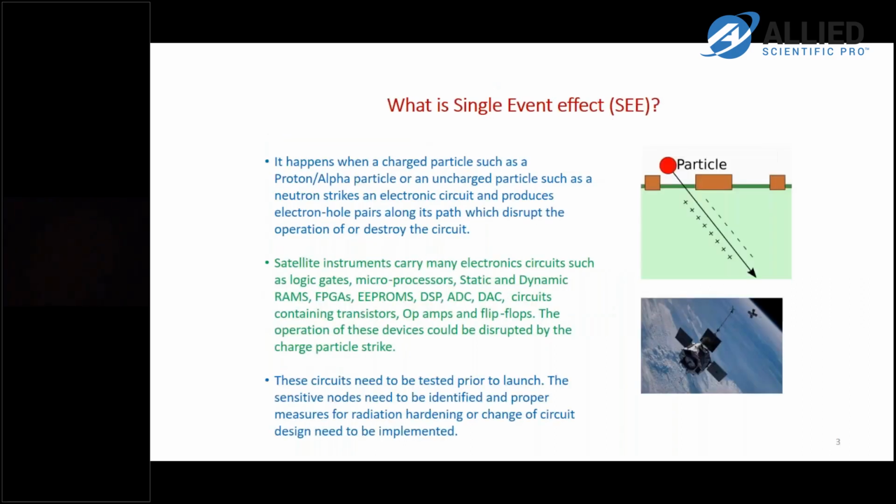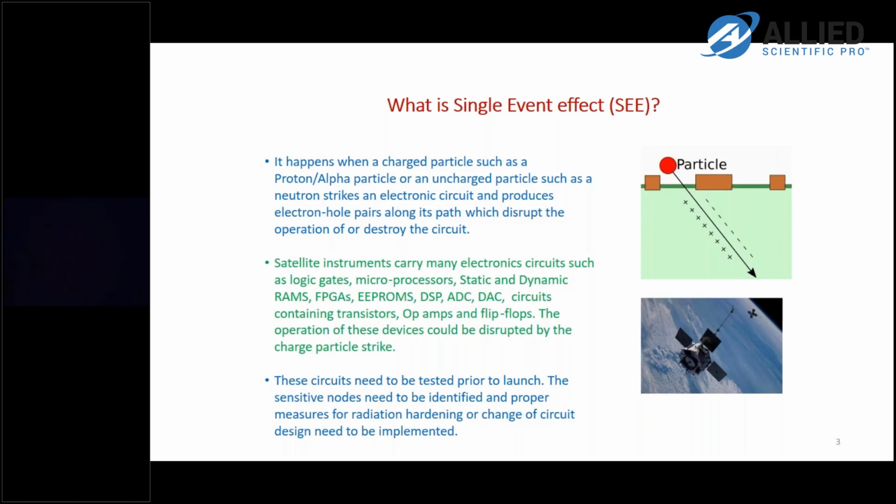So moving on, what is single event effect? Just again, explaining the basics. Whenever a charged particle is hitting an electronic circuit, it could be a proton or an alpha particle, or even an uncharged particle, it strikes the electronic circuit and generates electron hole pairs along the way. You can see here this red particle is generating electron hole pairs as it goes through the bulk of the material. This darker green is the sensitive part of the circuit. These are the metal pieces, and this is the bulk. So this could potentially disrupt the operation of the circuit, or it could even destroy the circuit if the energy is too high.